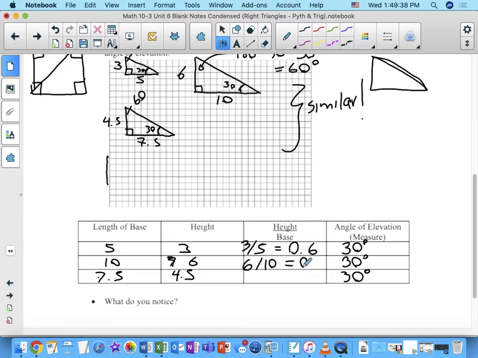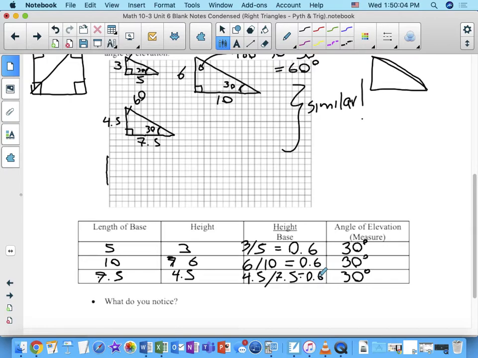0.6. And for the third one, height to base is 4.5/7.5, which is also 0.6. Okay? Now this shouldn't be surprising because we're looking at ratios of corresponding sides within the triangles. They're similar. The ratios should be equal.